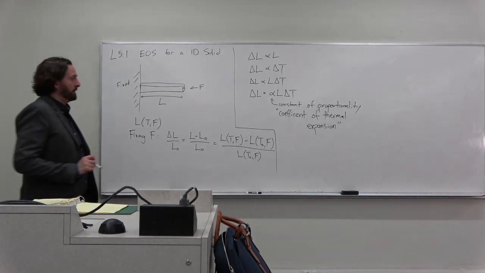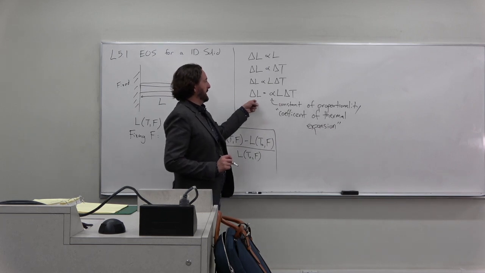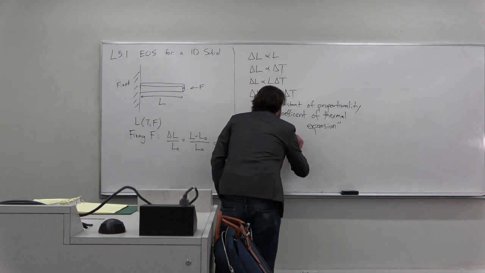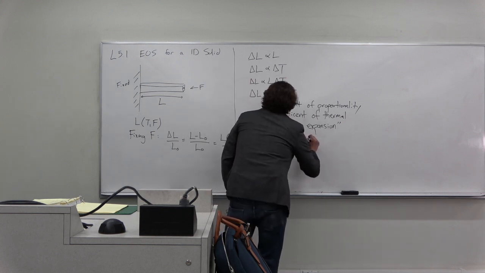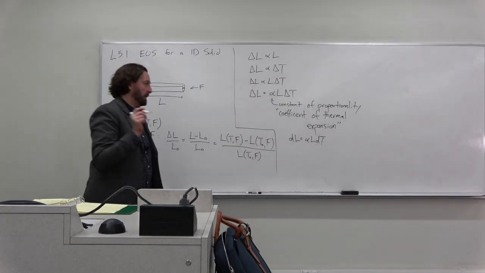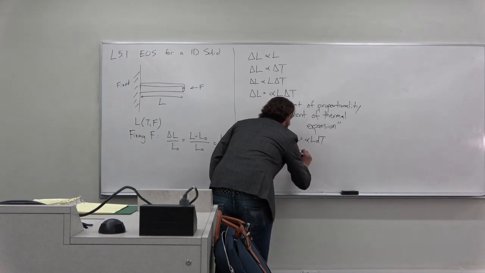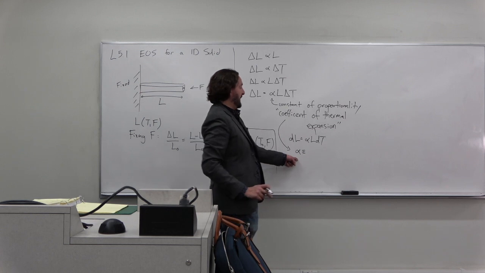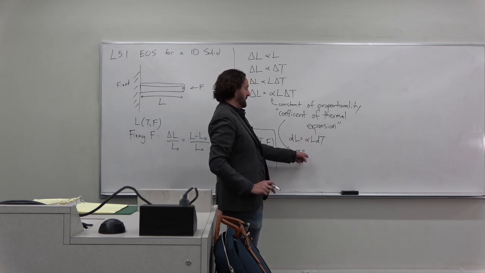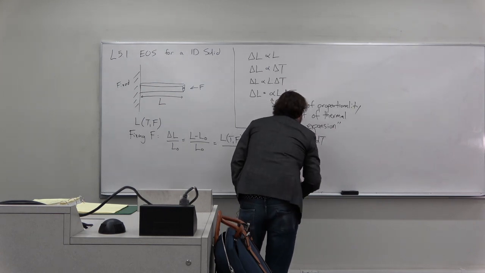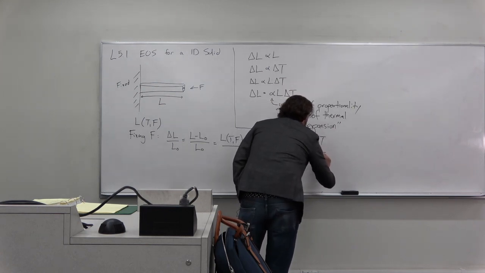Now, one thing to note is that of course, delta L, we really want to turn into a differential. So we're going to call this dL equals alpha L dT. Or another way to write it is to think about this alpha, this coefficient of thermal expansion, now being defined as 1 over L, partial L partial T at constant F.